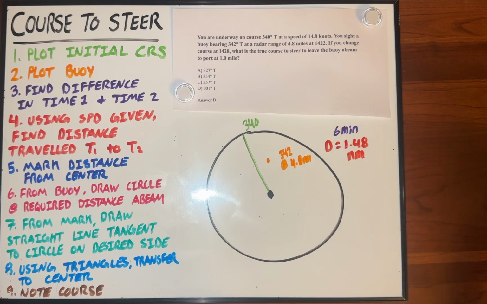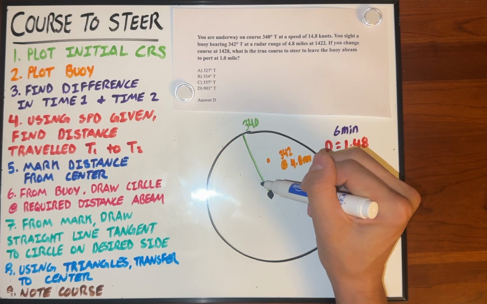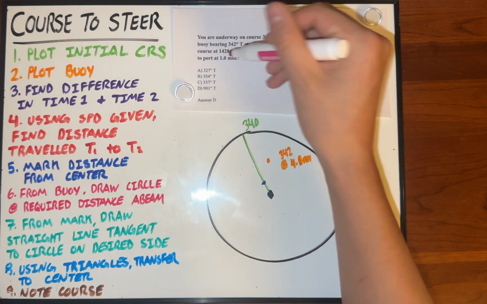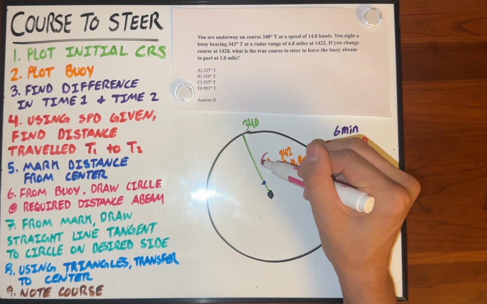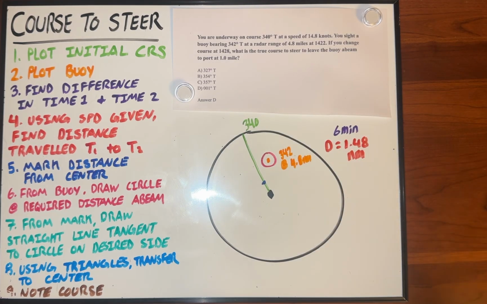Why? Because we're going to be on a course of 340 until we make that course change. 1.48 miles, we can call it right there. Number six is to, from the buoy, draw a circle at the required distance we want to leave it abeam. 1 nautical mile, and that's given in the problem. We'll be using our dividers to provide us some scale.